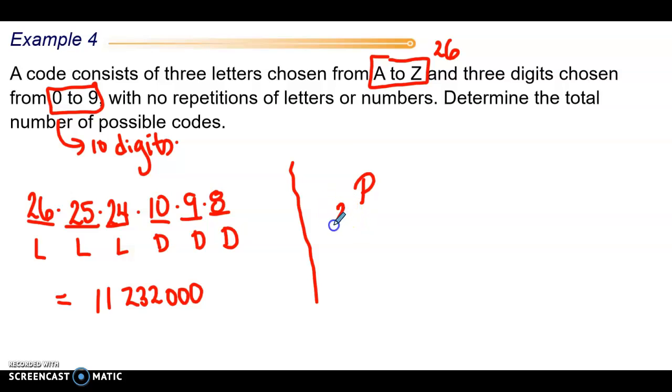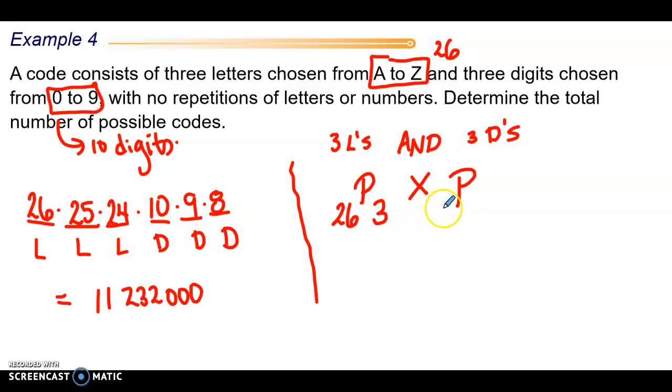We have 26 letters, and of those 26 letters, we want 3 of those letters. So 26P3. And then we're going to multiply that because again, we need 3 letters and 3 digits. So the number of ways to get 3 digits, again, it is a permutation. Order does matter. There are 10 digits to choose from, and we want to pick 3 of them.